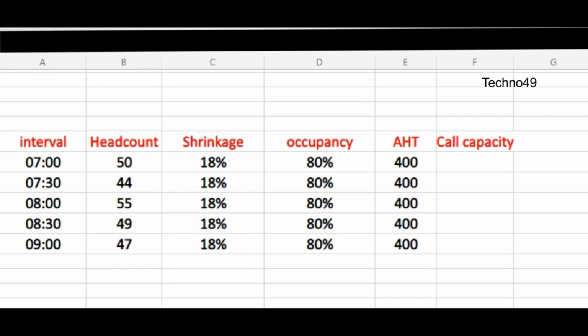So in today's video, I'll talk about how we can calculate the call capacity with the help of the components we have given: your head count, shrinkage, occupancy, AHT. So now let's start. How we can calculate the call capacity.